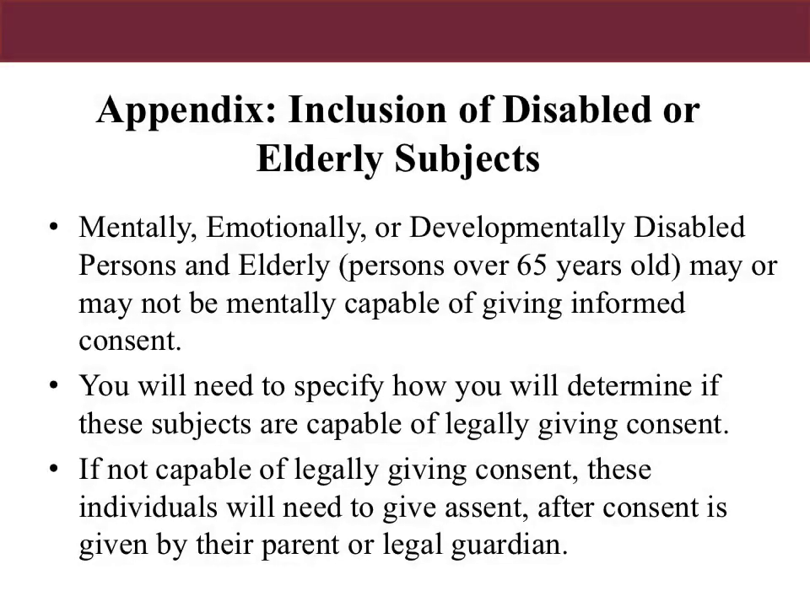Mentally, emotionally, or developmentally disabled persons and the elderly, persons over 65 years old, may or may not be mentally capable of giving informed consent. You will need to specify how you will determine if these subjects are capable of legally giving consent. If not capable of legally giving consent, these individuals will need to give assent after consent is given by their parent or legal guardian.